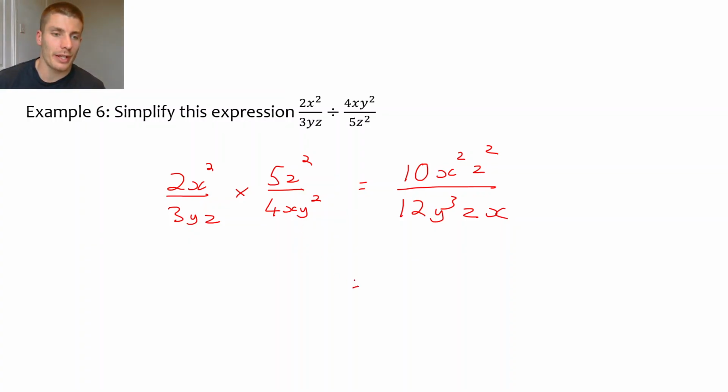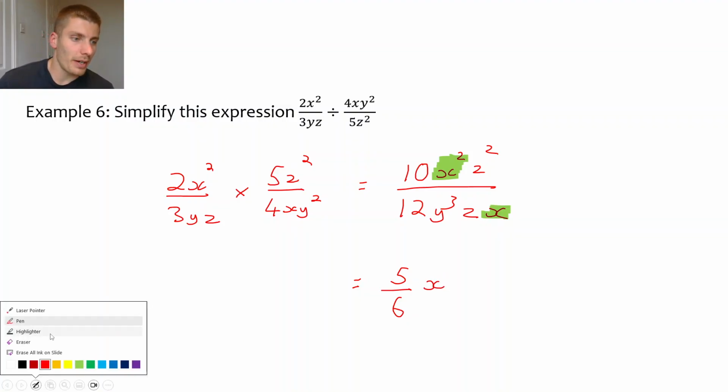And again, I can do that by looking at the number parts, 10 and 12. What's the highest common factor of 10 and 12? 2. 10 divided by 2 gives me 5, and 12 divided by 2 gives me 6. So 5/6. Okay? Now, on the top, I'll highlight the next parts to make it a bit clearer. We've got x squared, and we are dividing by x. Again, dividing, we take away the powers. So you've got 2 take away the power of 1, which gives you x to the 1, which is just x. So 5/6 x.